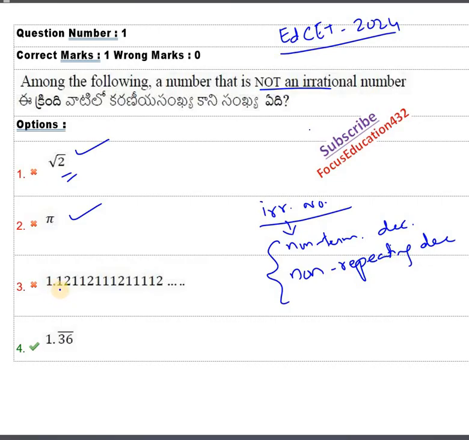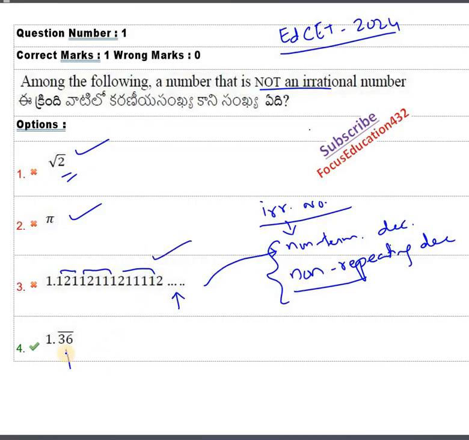This one, if you see, is non-terminating, non-repeating. If you see this dot, this means non-terminating, right? Non-repeating means, if you see here, we are getting 1 to 1, then some triple 1, so these are not repeating numbers. So non-terminating. So this is also an irrational number.